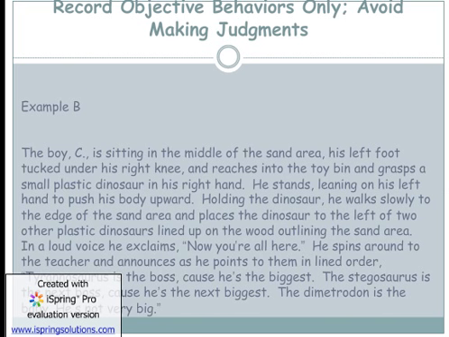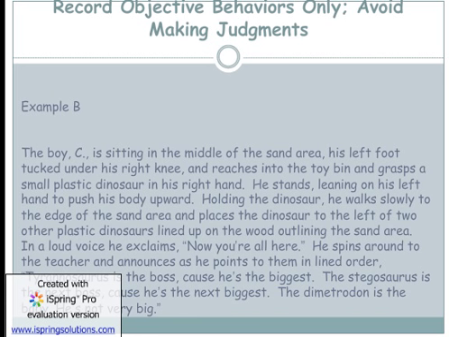Consider this second example of the same event. The boy C is sitting in the middle of the sand area, his left foot tucked under his right knee, and reaches into the toy bin and grasps a small plastic dinosaur in his right hand. He stands, leaning on his left hand to push his body upward. Holding the dinosaur, he walks slowly to the edge of the sand area and places the dinosaur to the left of two other plastic dinosaurs lined up in the wood outlining the sand area. In a loud voice he exclaims, "Now you're all here."